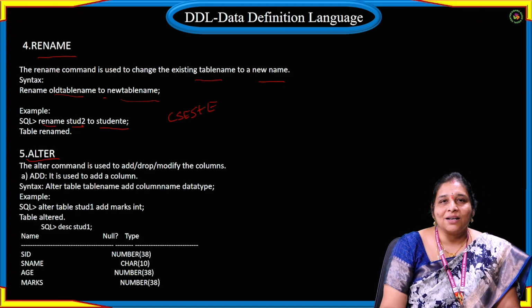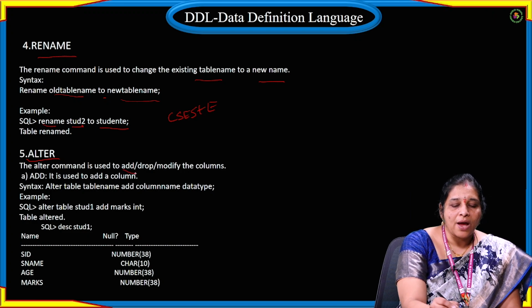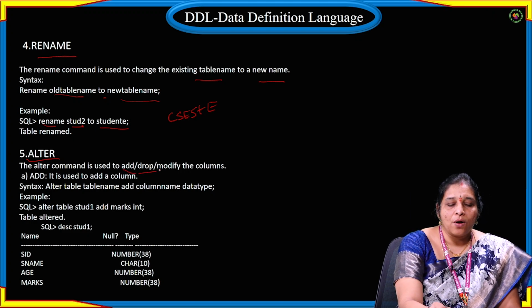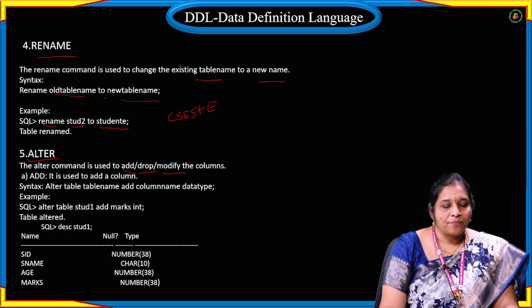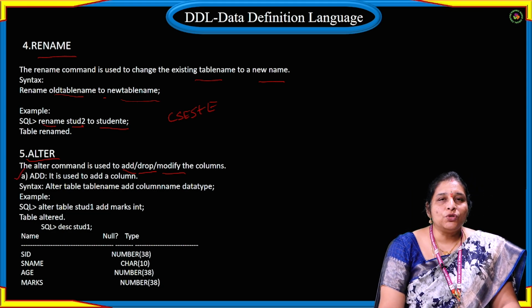So our alter command is exactly doing these 3 things. The alter command is used to add the columns, drop the columns, and modify the columns. So the first one is add columns. It is used to add a column.